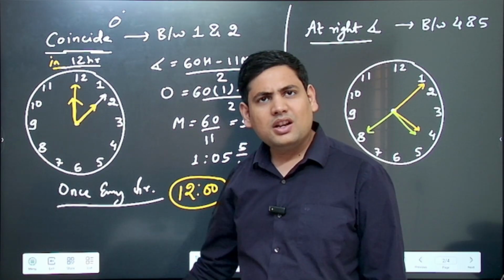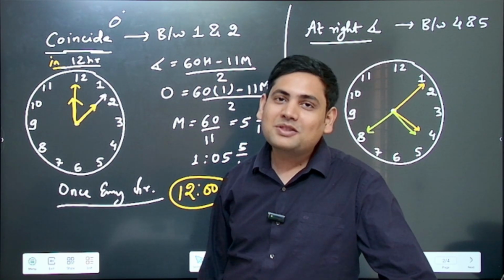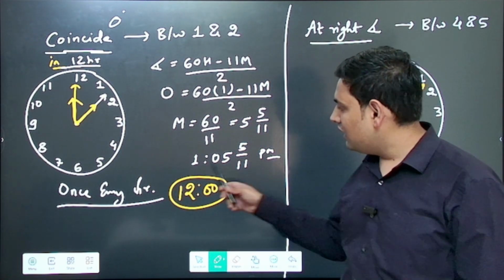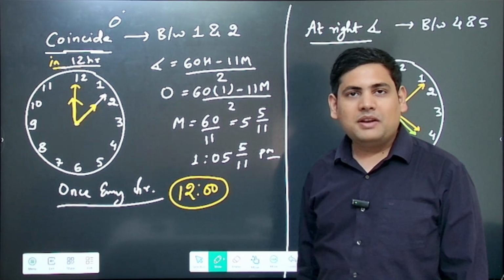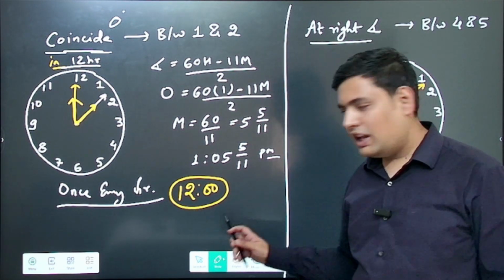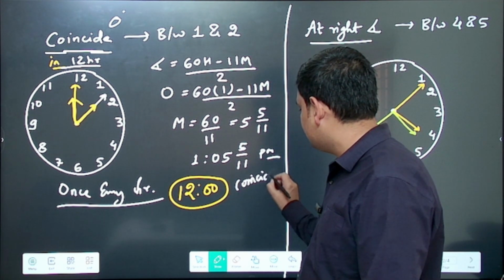So between 12 and 1, they just don't coincide. Correct? They just don't coincide. After 12, they will coincide at exactly this time, that is 1 hour, 5 minutes, and 5 by 11 minutes. Correct? So ultimately at 12, there is a coinciding case.